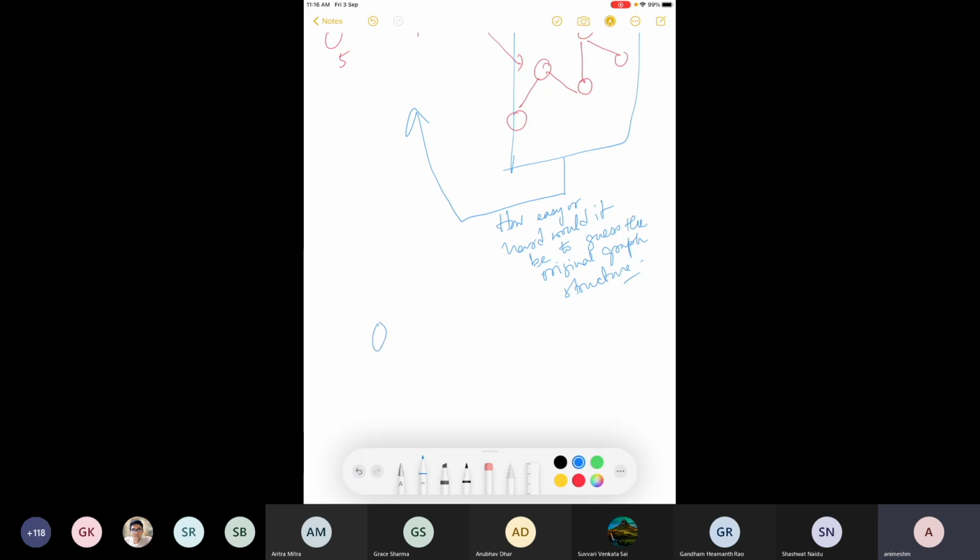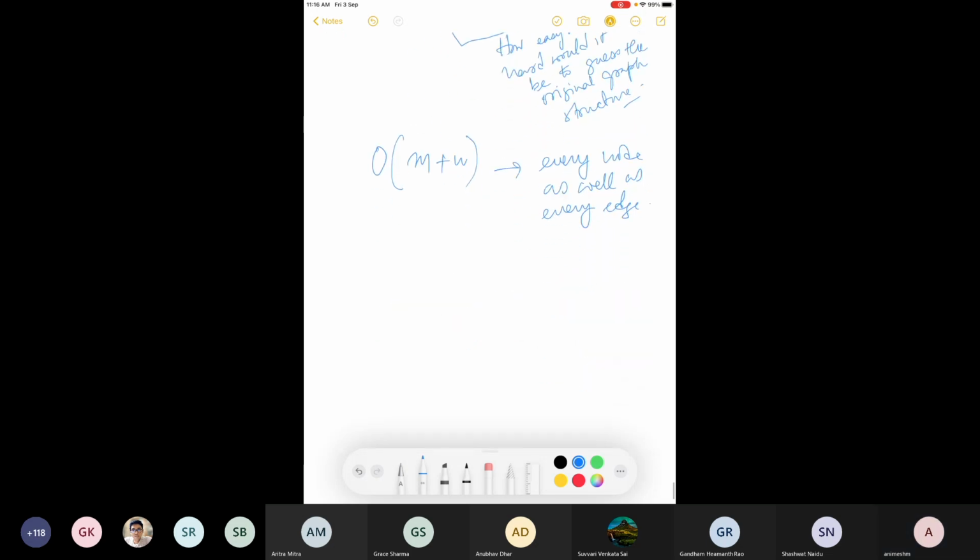And we have already seen that the running time is order m plus n because you are visiting every node as well as every edge. Sir, I didn't get this. If we are visiting a node, we are passing through an edge. Do we need to again add the edge? You are counting all the edges also. Look at your algorithm.